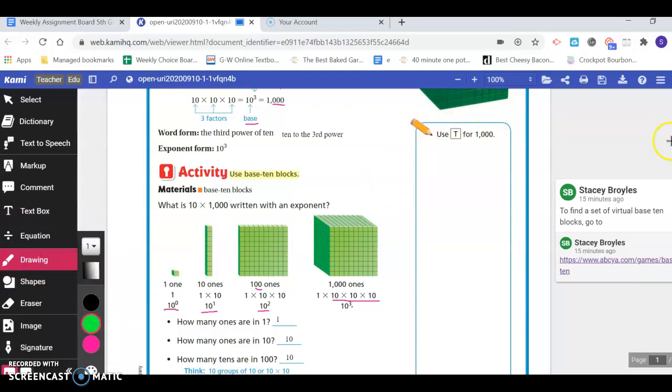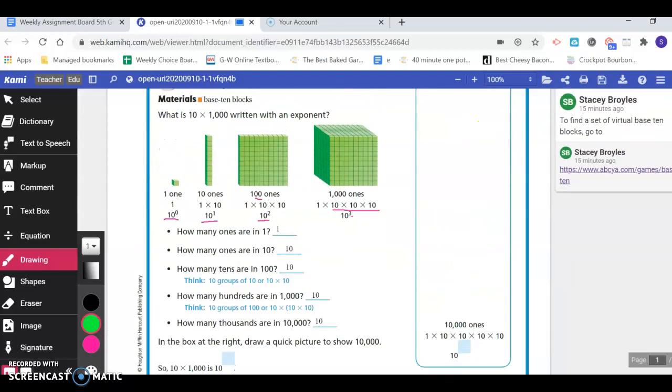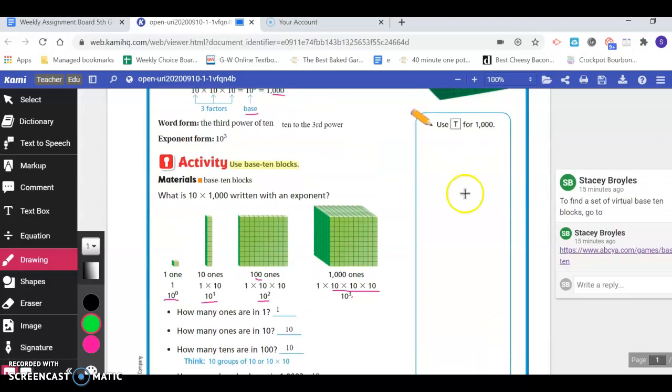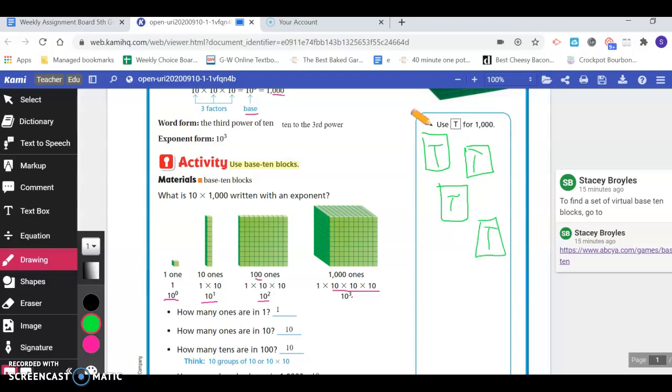use this shape to represent 1,000. And I want to draw a quick picture to show 10,000. So I need to show that. I'm going to draw that. So how many will I need? Well, there's 1,000, 2,000, 3,000, 4,000. I'm going to need a few more. 5, 6, 7, 8, 9, 10. Okay, now I've just made 10,000.